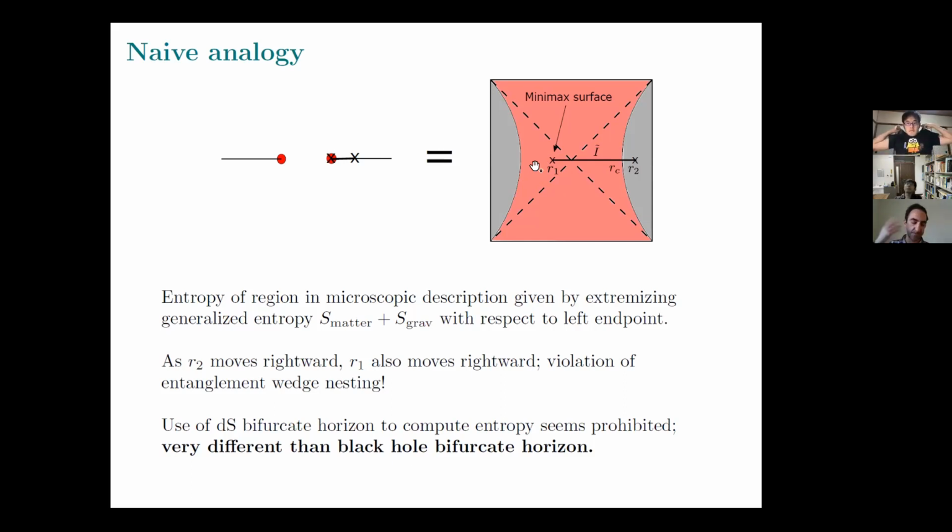This logical principle is assuming something like entanglement wedge reconstruction, because the idea is that in the microscopic picture, the more you probe, the more you should be able to reconstruct what's on this slice in the semi-classical picture. That's assuming entanglement wedge reconstruction. So if you assume that, then as you push R2 to the right, R1 should go to the left, but that's not what happens. As R2 moves to the right, R1 also moves to the right. So you try and probe more of the microscopic picture and you get less of the bulk space-time, which doesn't make any sense. Okay.